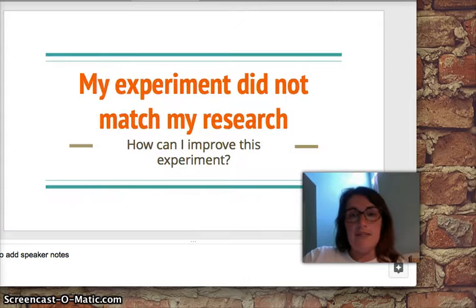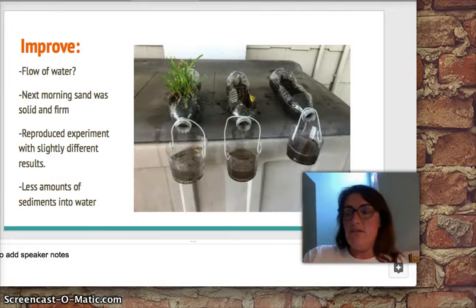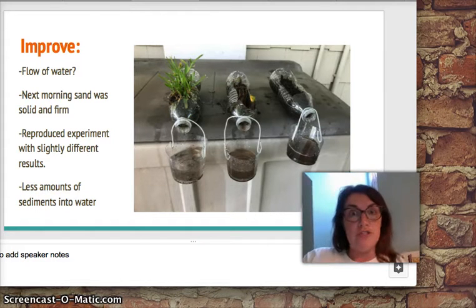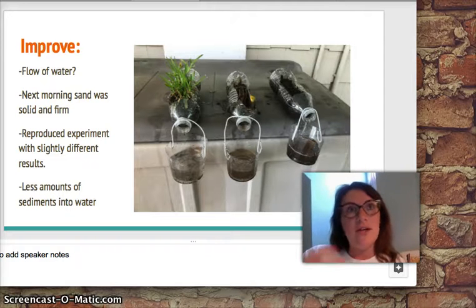After the experiment, I realized that my experiment did not match my research. When I did the research, it said that your soil with your sand, and your sand is your highest grade, is going to prevent the least amount of runoff, and it's going to soak up most of that water. So to improve this, I thought, well, maybe I did too much water too quickly. But then when I went down in the morning to check on the water bottles to redo the experiment, I noticed that the sand was now solid and hard. And I said, well, I'm going to redo the experiment, but keep the sand the way that it is right now. So I redid the experiment, and as you can see, I did have some different results.